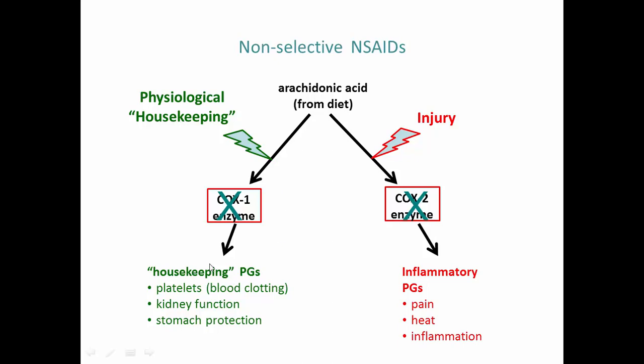So side effects to non-selective NSAID drugs include things like the inability to produce blood clots or reduced ability to produce blood clots. It may affect kidney function, and one of the main effects is that if high doses are used for a long period of time, then the stomach lining becomes compromised, and so a person is more at risk for things like an ulcer. So it reduces the protection of the stomach.